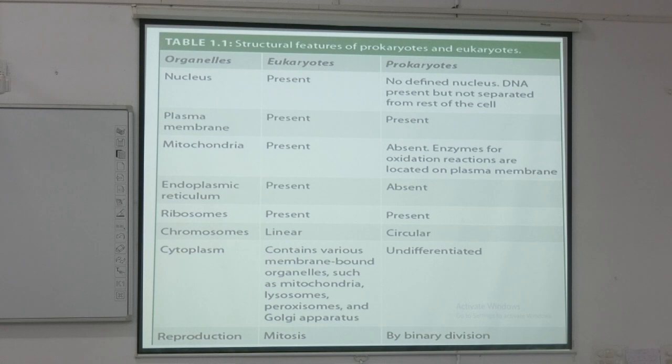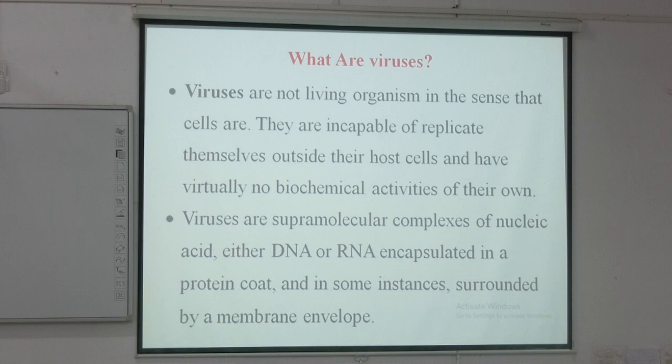Madhya Pradesh, Gwalior. Okay. So now we go to the topic: no defined nucleus, DNA present but not separated from the rest of the cell, plasma membrane present, mitochondria present, endoplasmic reticulum present, and all these organelles are present in prokaryotes and eukaryotes. But when the question is asked, you have to write basically 5 differences between them. The process of separating from each other is mitosis or binary fission.